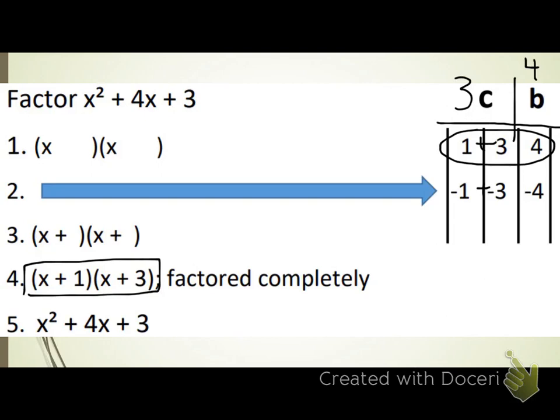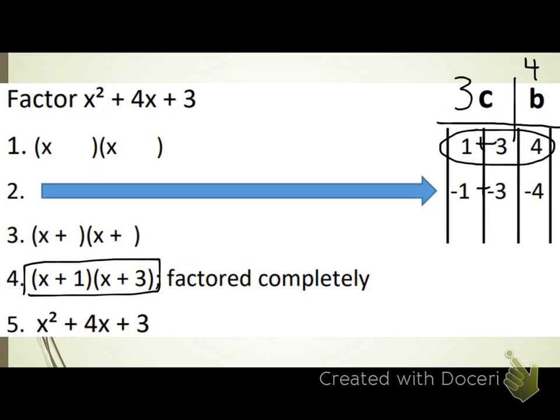X times x, x squared. X times 3, 3x. 1 times x, 1x. 3x plus 1x gives me 4x. 1 times 3 gives me 3. Is that my original polynomial? Yes, so I know I have factored correctly. So the main thing, we want the numbers that we pick to multiply to give us C, add to give us B. Okay? Questions, comments, concerns on that?